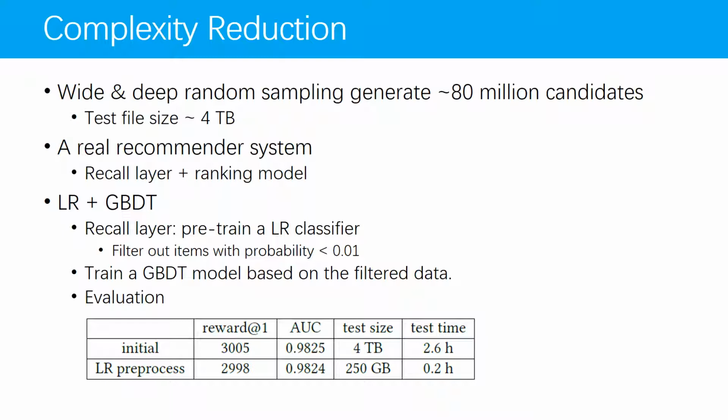Firstly, we trained a logistic regression model based on the data from wide and deep sampling. Then we removed all instances that have a probability less than 0.01. Next, we trained a GBDT model on these filtered datasets as our final model. We can see that there is almost no performance drop after we use the logistic regression recall layer, but the file size and running time are greatly reduced.